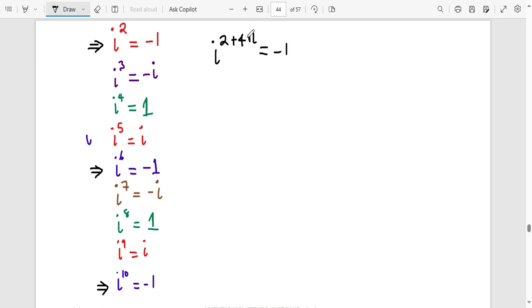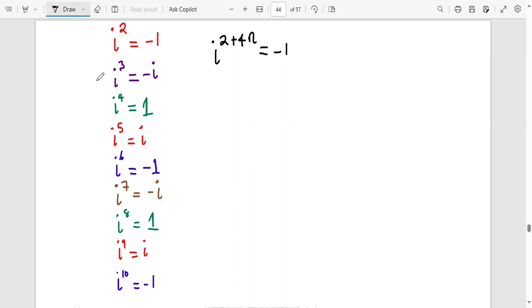If n is, let's say, 3, 4 times 3 is 12. 12 plus 2 is 14, meaning that I to the power 14 also gives us a negative 1. If n is 4, 4 times 4 is 16. 16 plus 2 is 18. I to the power 18 also gives us a negative 1. So that is a general trend. Is that okay? Very good.